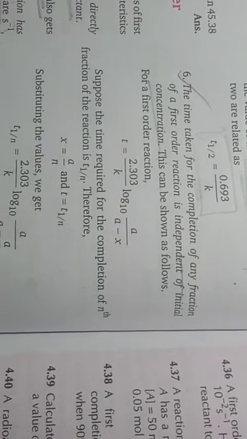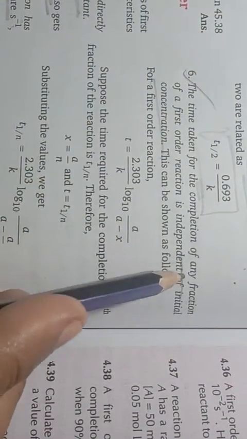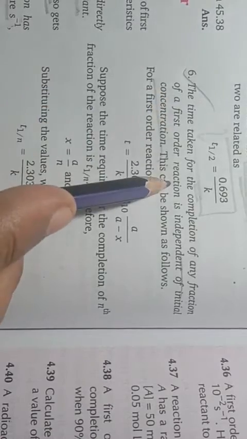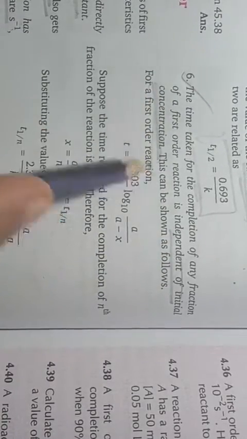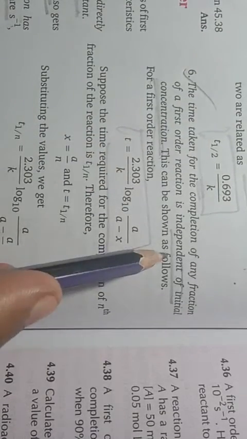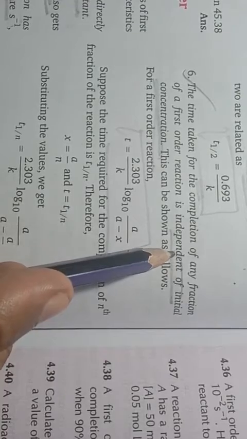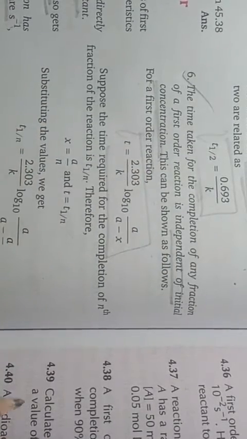And the sixth point, which is very important: the time taken for the completion of any fraction of a first order reaction is independent of initial concentration. As you can see in this relation, we are not using initial concentration. This can be shown as follows for the first order reaction.